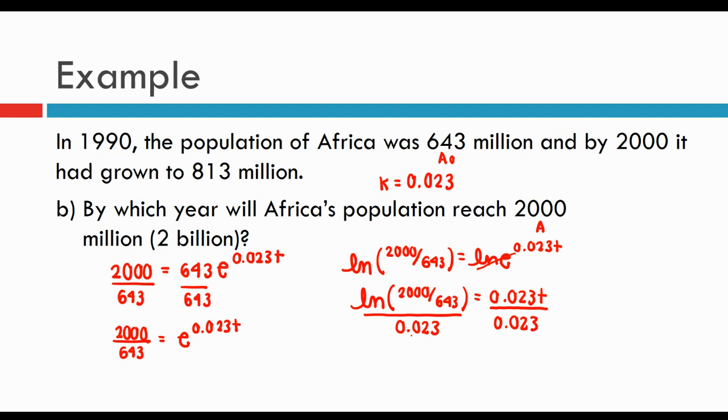When we do that, we get our value of t to be approximately 49.34. So once again, the question says by which year. Don't forget that we're talking about our model, which starts in the year 1990. So since 49.34 is closer to 49 than it is to 50, I'm going to add 49 onto 1990. And so that tells us that it's the year 2039 that gets us that population in Africa to be that 2 billion mark.